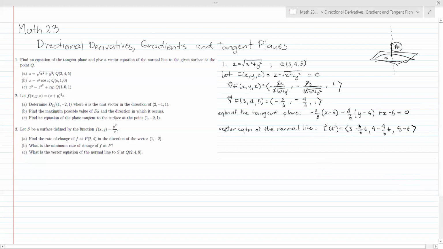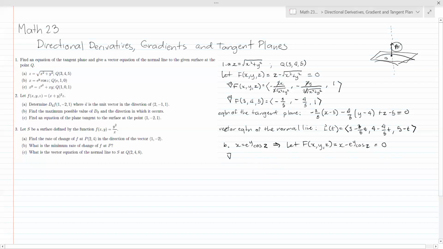B pala. So this is A, so this is 1B. So we have x is equal to e to the y cosine of z. Again, let's express as a function in terms of x, y, and z equal to a constant. So let f of x, y, z be x minus e to the y cosine z. So this is equal to 0. So yun yung constant here.